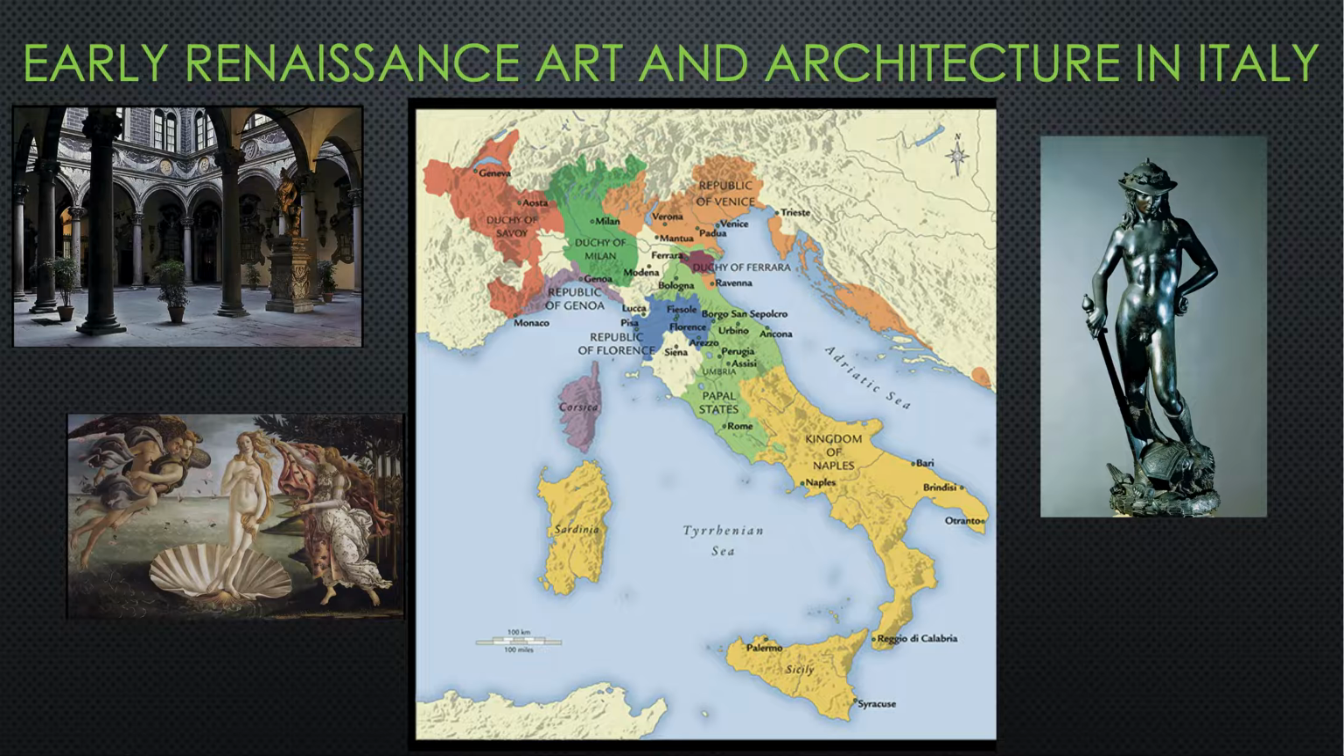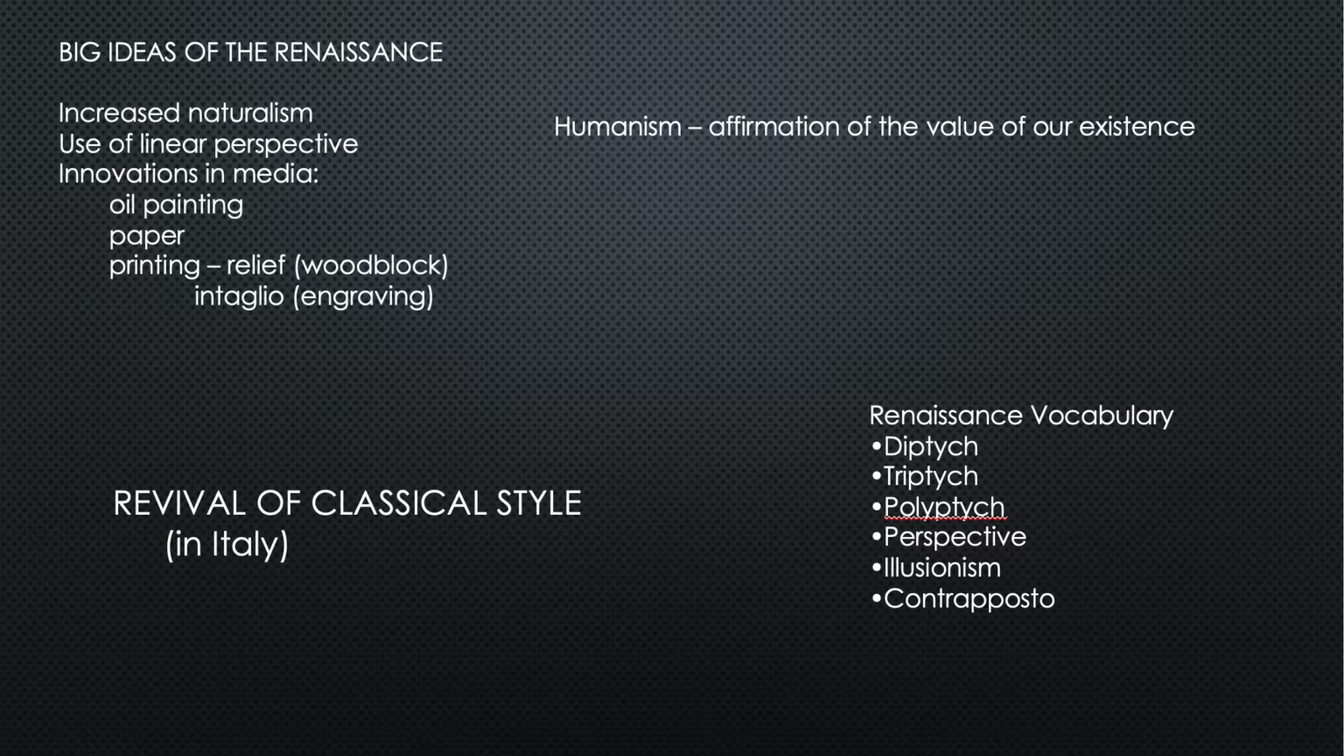It's not going to be much of a factor, except when you realize that they're not all on the same page and they're not all on good terms. Anyway, let's look again at the big ideas of the Renaissance that we saw last time: increased naturalism, use of linear perspective, innovations in media, including oil painting, paper printing, both relief and intaglio. Humanism, the affirmation of the value of our existence, and the vocabulary of diptych, triptych, polyptych, perspective, illusionism, and contrapposto. What is new in Italy is the revival of classical style.